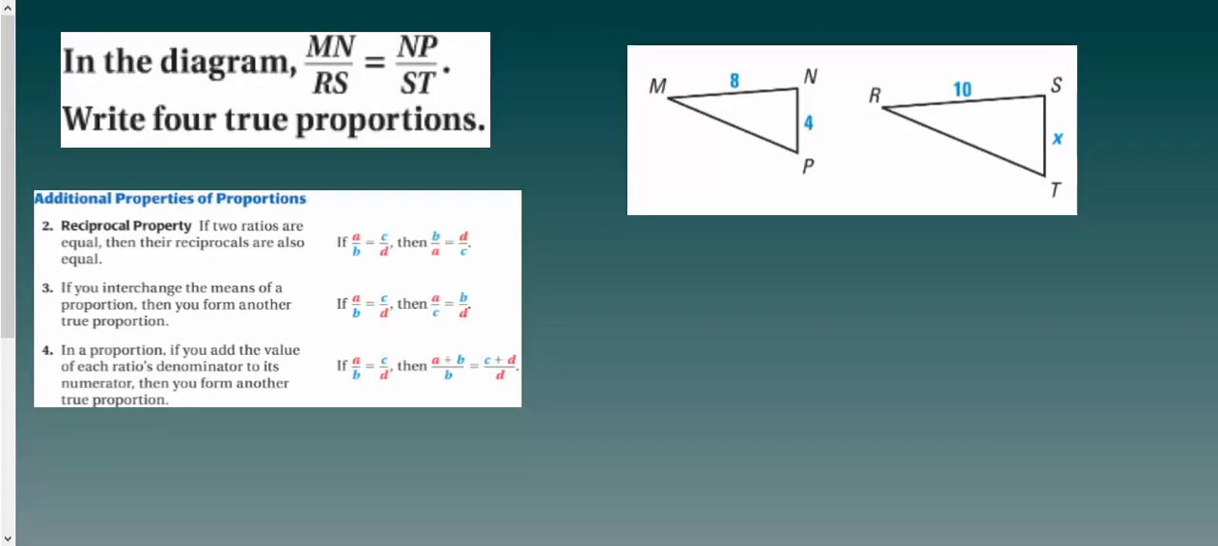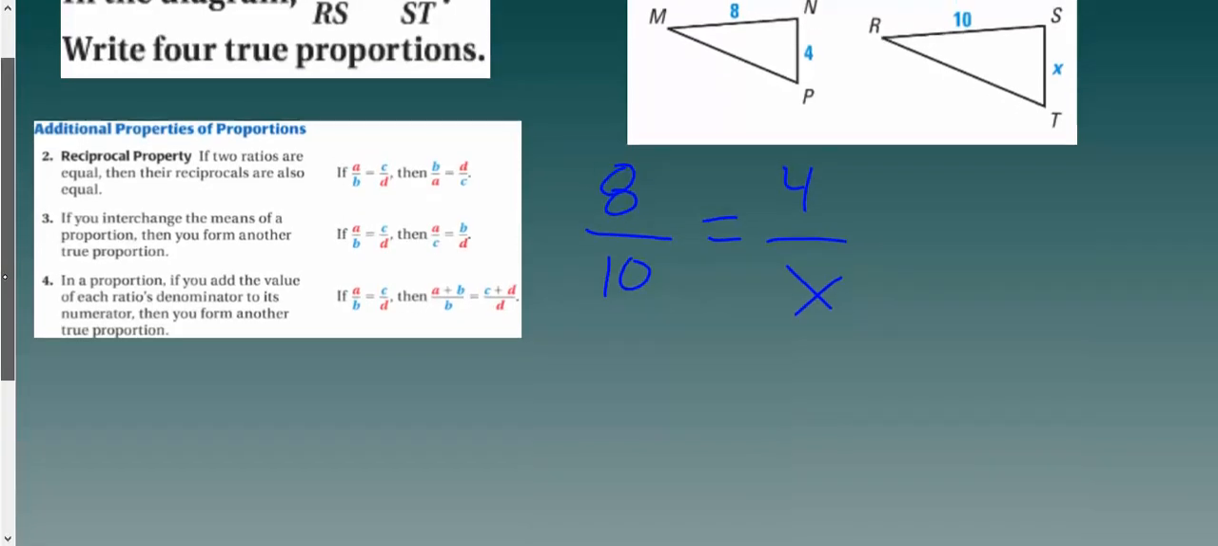They're going to give you a bunch of problems, and they're going to give you a ratio, and you're just going to fill in the numbers, and then you're going to flip them around or do the extremes or the means one. So we have MN, which is 8, over RS, which is 10, equals NP, which is 4, over ST, which is x. It doesn't say to solve this, it just says to write other equivalents.